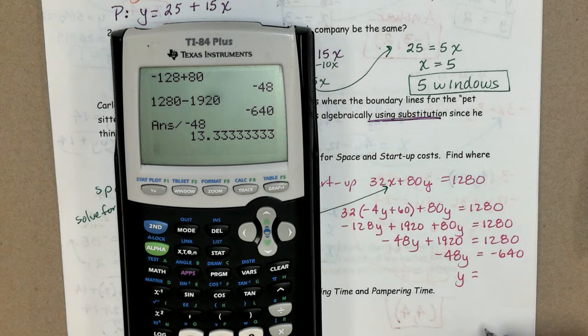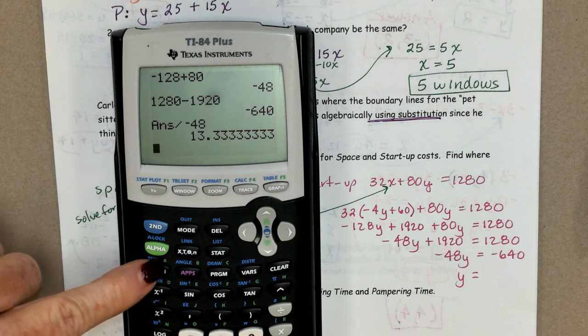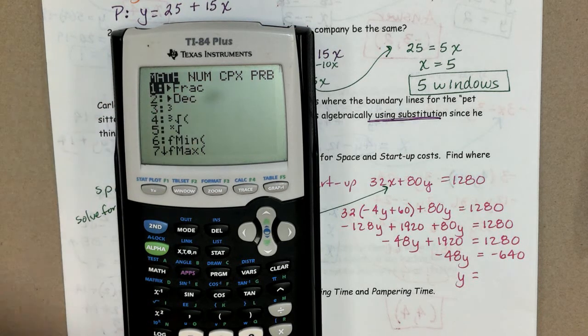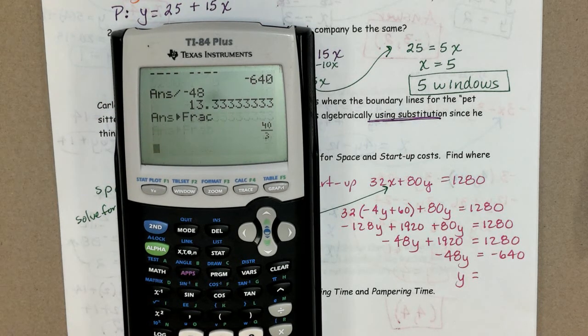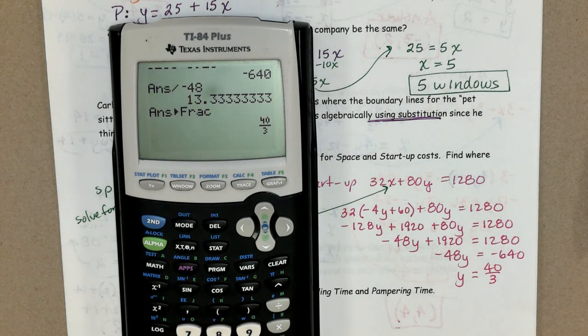So to use your calculator to get that to be a fraction, you can go to math, which is right here, and then number 1, which turns it to a fraction. Number 1, 40 over 3. Y is 40 over 3. We prefer that one, the improper fractions.